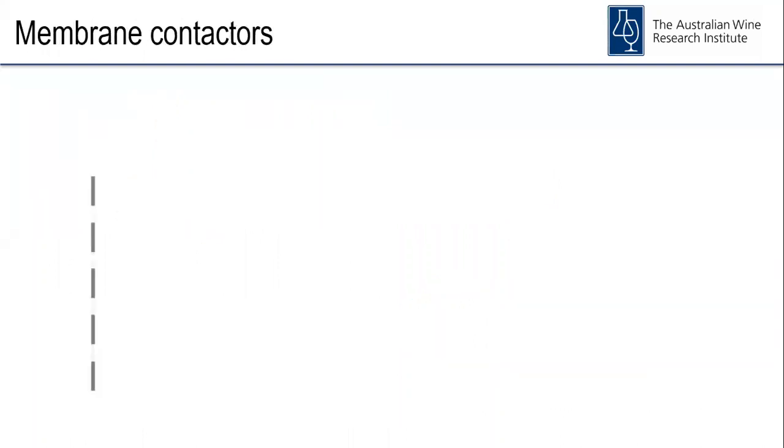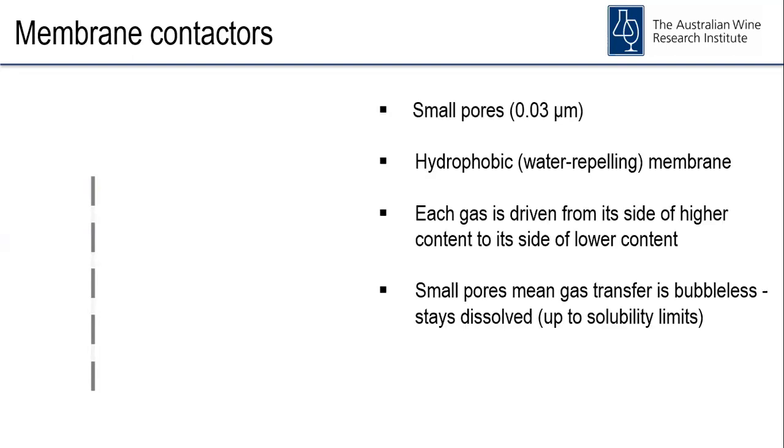So membrane contactors, what are they and how do they work? Well, basically there's a membrane, as you'd expect. It's hydrophobic and it has very small holes. You put an aqueous stream like wine on one side, and you run a gas or apply a vacuum on the other side. The small pores and their hydrophobic nature have the effect of holding the wine at the surface. The wine can't actually get through. It's just held at the surface next to the gas or vacuum on the other side.